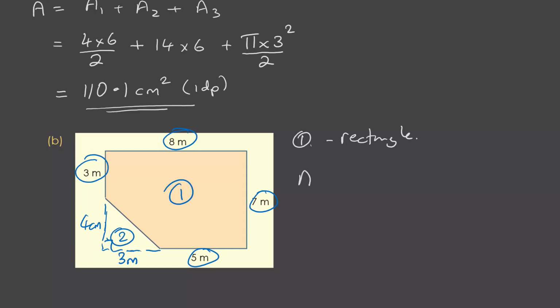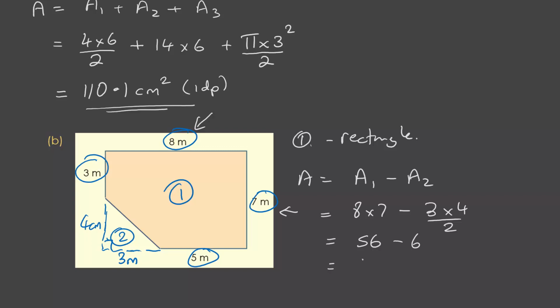Then my area here is going to be area 1, take away area 2. And area 1, our rectangle, is 8 by 7. And the triangle is base times height divided by 2. So I can do these in my head easily enough, so that's 56 take away 6. So that is going to be 50, and that is in square meters.